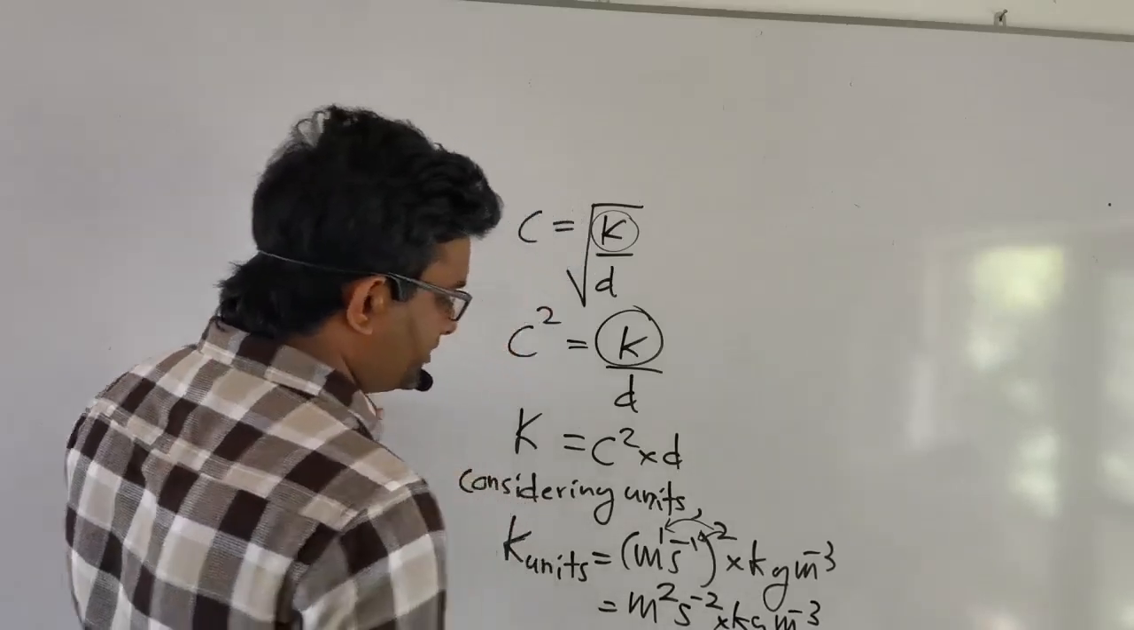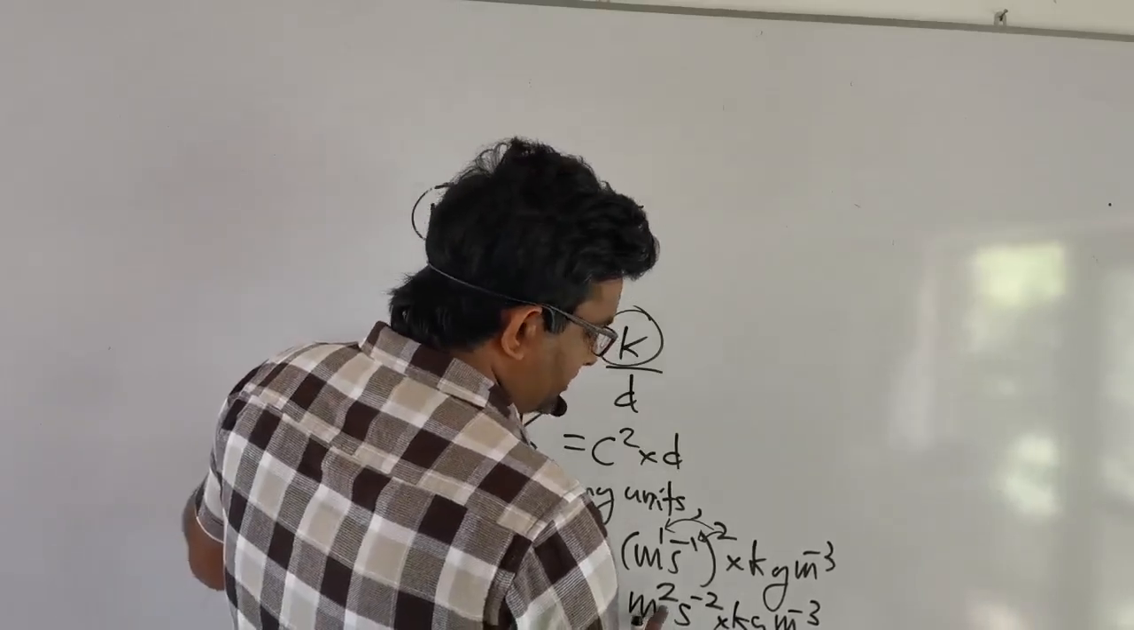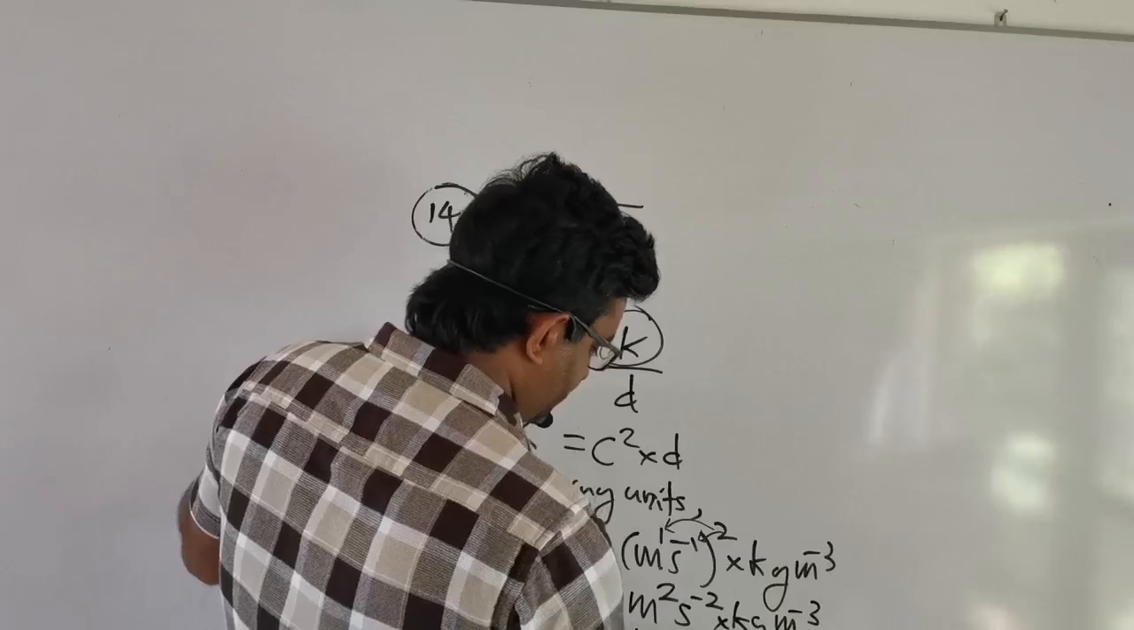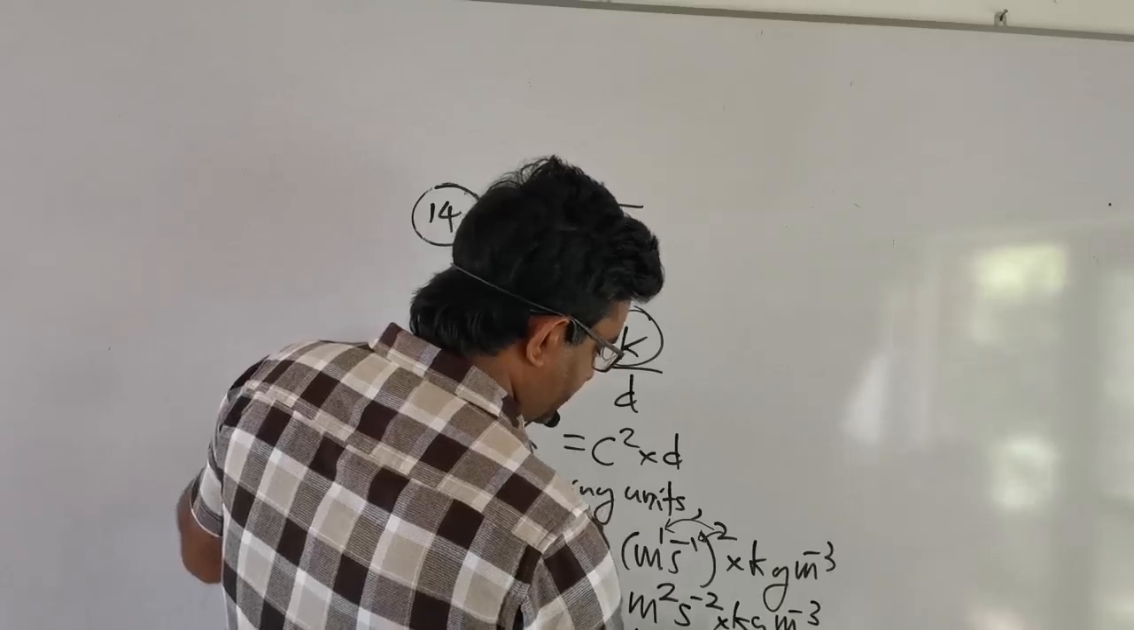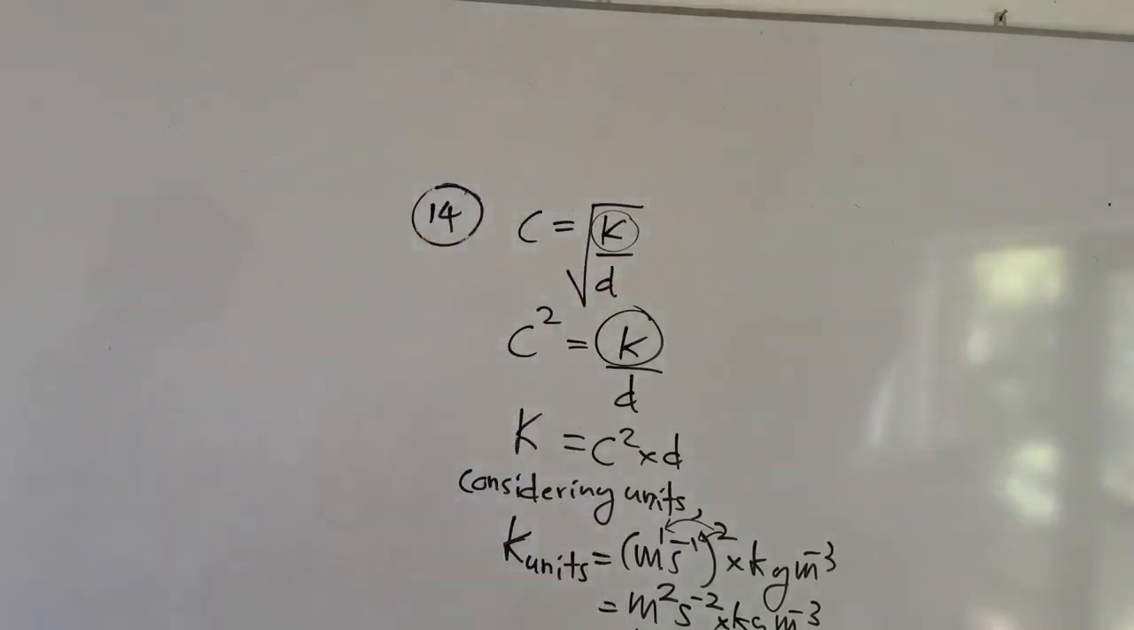So we can write kilograms, m plus 2 minus 3, that is minus 1, and s minus 2. So this is the answer.